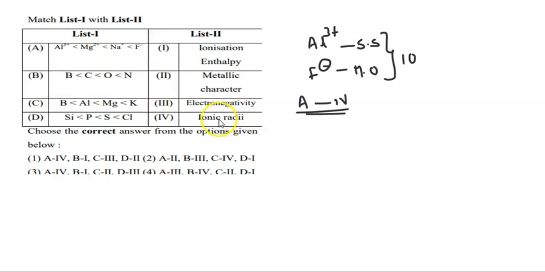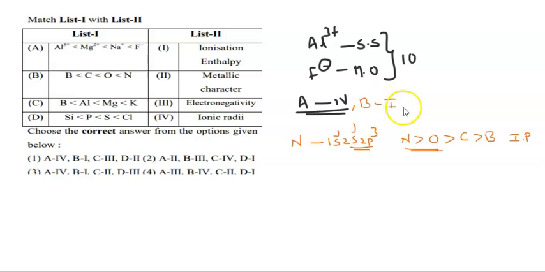And the next one, boron less than carbon less than oxygen less than nitrogen. We know that nitrogen has a half-filled electronic configuration 1s2, 2s2, 2p3. Due to the presence of the half-filled configuration, nitrogen has high ionization potential when compared to oxygen. Oxygen has high ionization potential when compared to carbon and boron. So it is the order for ionization potential. So B is suitable for 1.